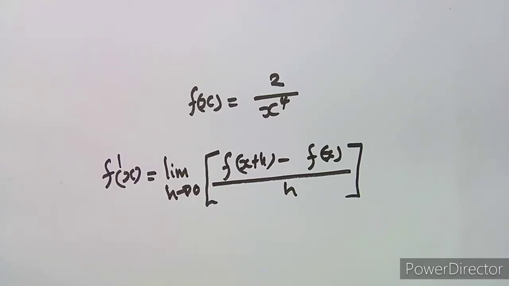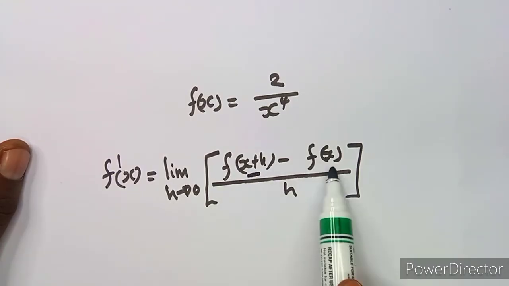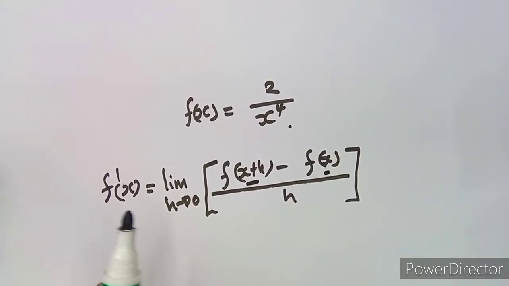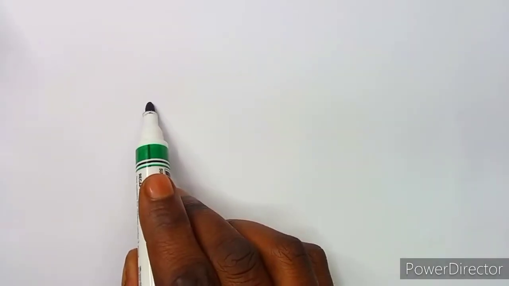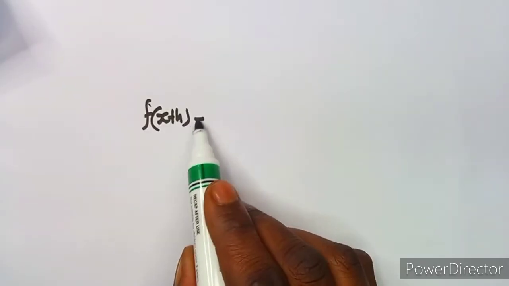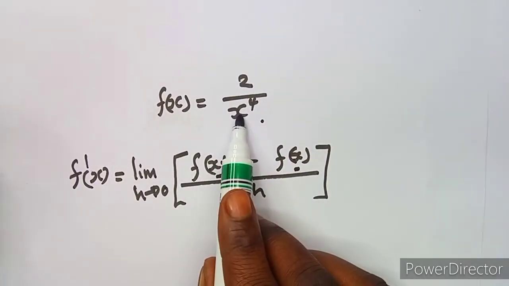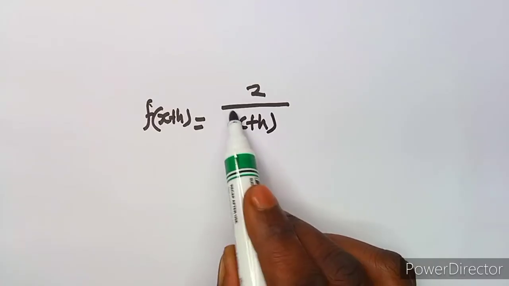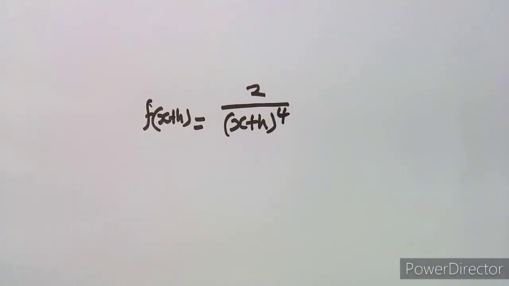From the formula, we are going to see that there is a need for us to have f of x plus h. Already f of x is there. We've got your f of x here. So let's do this. Let's find this f of x plus h. All right. So we've got f of x plus h, which is equivalent to, we're going to substitute here. In place of x, you substitute x plus h. Okay. So it's 2 over x plus h, everything to the exponent of 4.